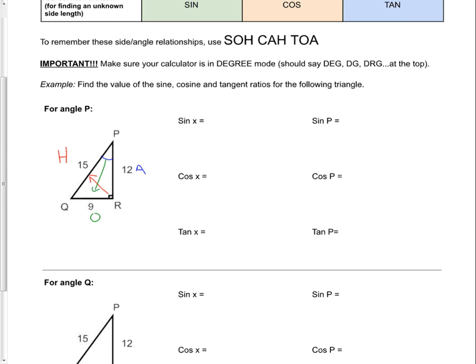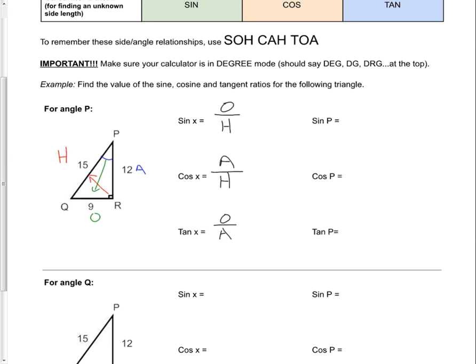We can go forth and actually identify what the relationships are between these things. So let's start firstly by taking a look at what is the ratio. Okay, so sine x is equal to the opposite divided by the hypotenuse. Cosine x is equal to the adjacent divided by the hypotenuse, and tan of any angle is equal to the opposite divided by the adjacent.